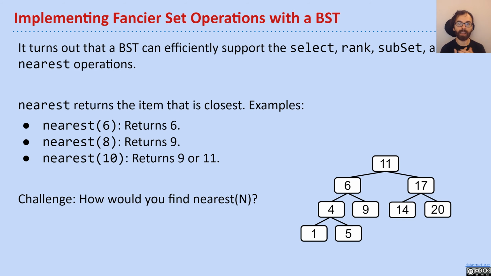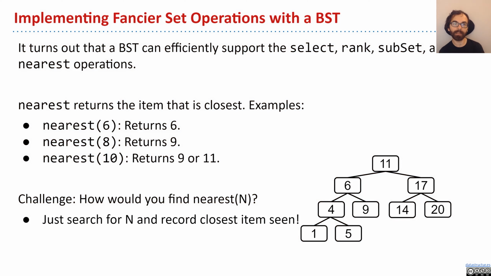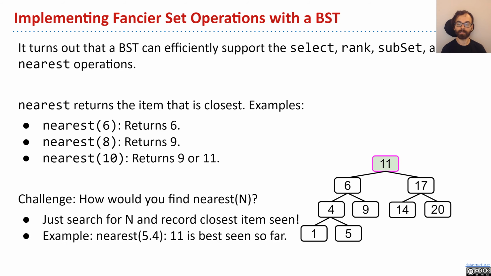Okay, so the algorithm that I have, and I'm not going to prove to you that it works, is pretty intuitive. The basic idea is you just search for the thing you're asking for. So for example, if I want to know the nearest item to 5.4, I'm going to search for 5.4 in the tree. And then I'm just going to record the closest item I see along the search path. For the 5.4 example I was giving earlier, I would start at the root and I would say, well, 11 is the closest thing I've seen to 5.4 so far.